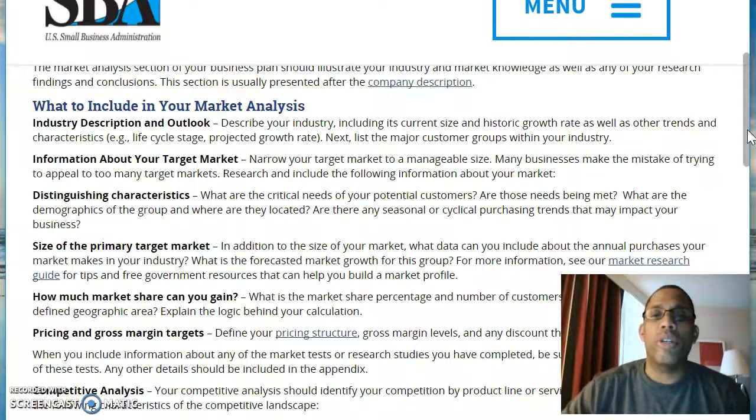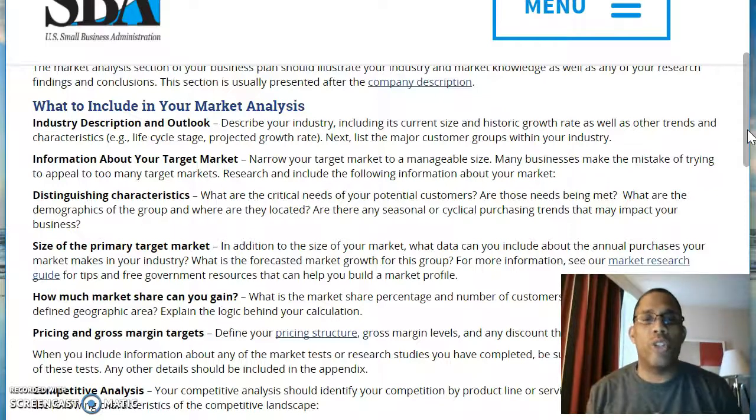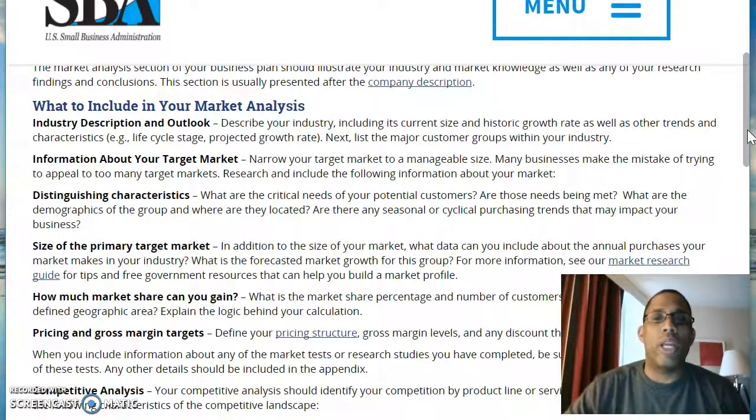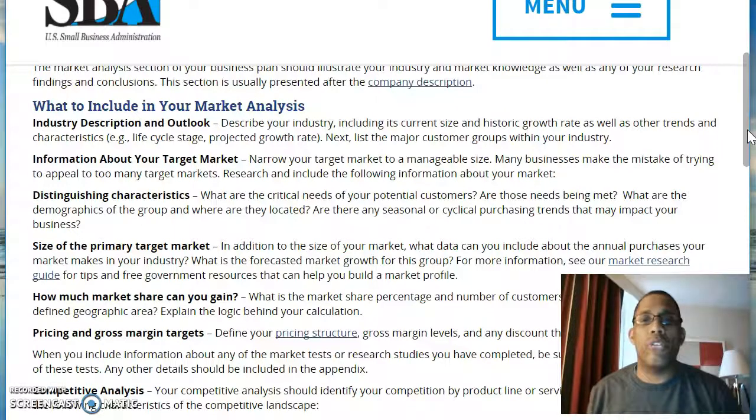Next, a list of major customer groups within your industry. Who is actually going to use your product and services very specifically? Information about your target market. Narrow your target market to a manageable size. Who are you going after? You can't go after everybody, so who specifically are you going after?